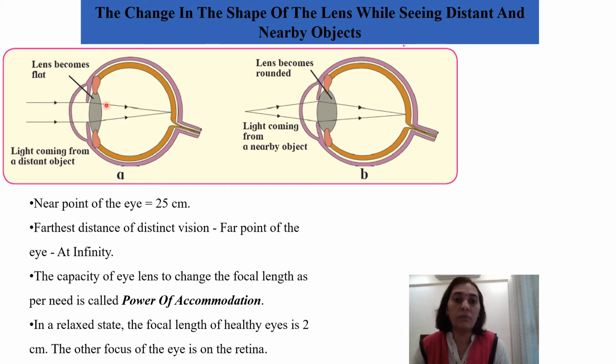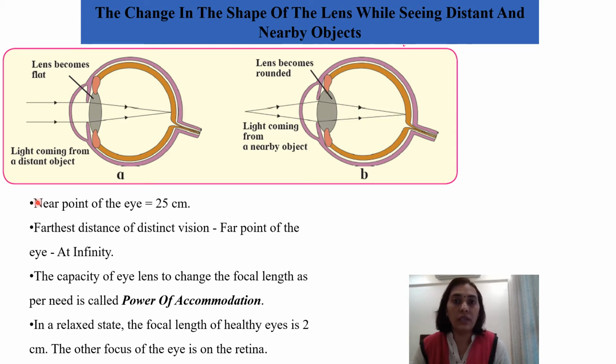So you can compare the lens in both cases. While viewing a distant object, the lens is thin and the focal length is maximum. Whereas when you are viewing a nearby object, the lens becomes rounded, the focal length decreases and the nearby object can be seen clearly. So this is what the two figures indicate.